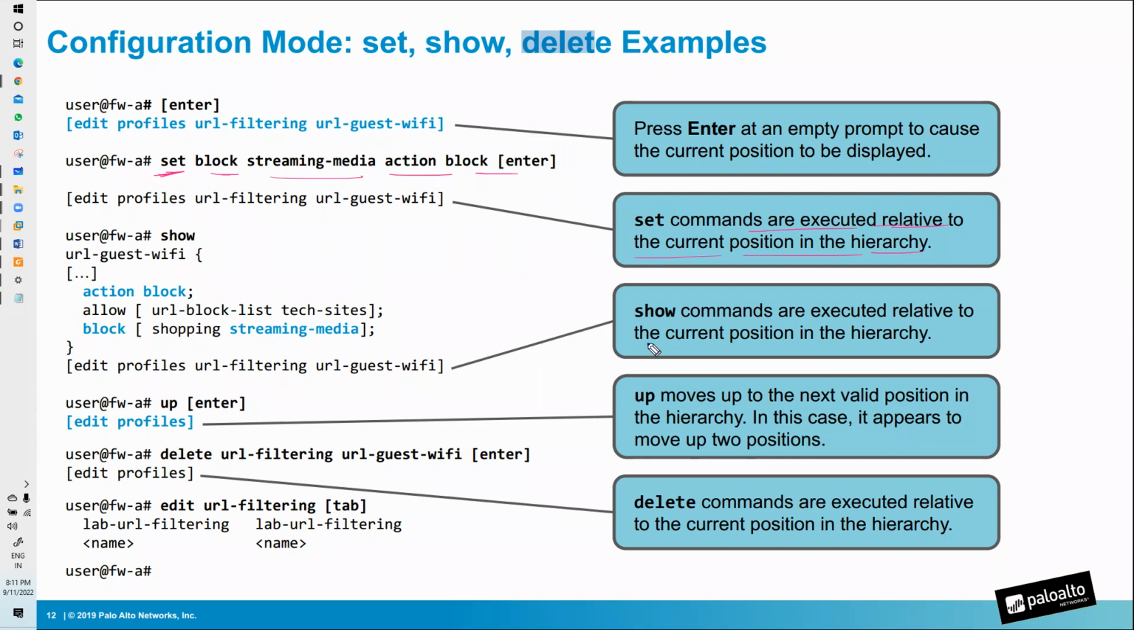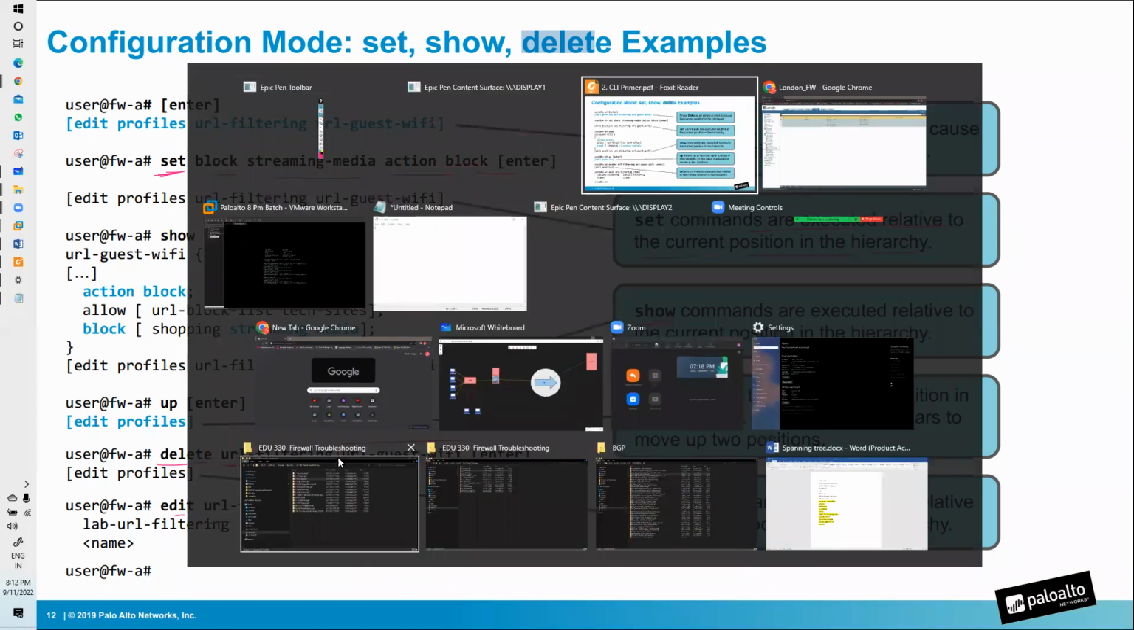Now the next is show. Show commands are executed relative to the current position in hierarchy. Right. We already know how to use that. Okay. Now delete. Delete commands are executed relative to the current position in the hierarchy. Now let's say you want to delete URL filtering profile. Simply type delete keyword. After that URL filtering. After that URL filtering profile name and hit enter, and also don't forget to hit commit. Okay, simple. Edit URL filtering. Okay, let me try to do this.